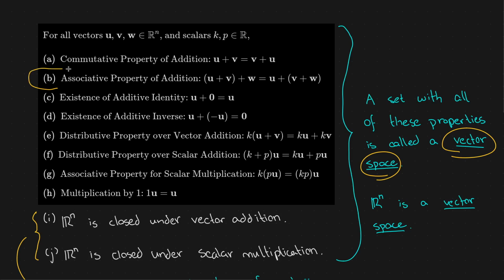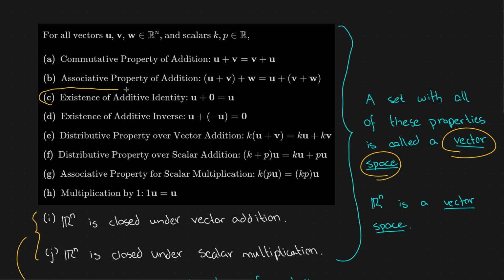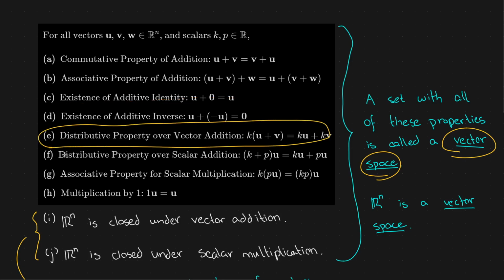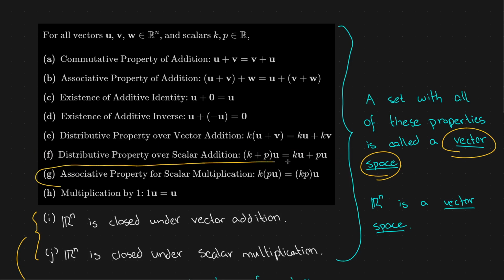Okay? Same for this. This holds for all vectors in Rn. Since all the vectors in the subset V are also in Rn, this property also holds for V. That's true for almost all of these properties. Almost all of these properties hold automatically for any subset of Rn.